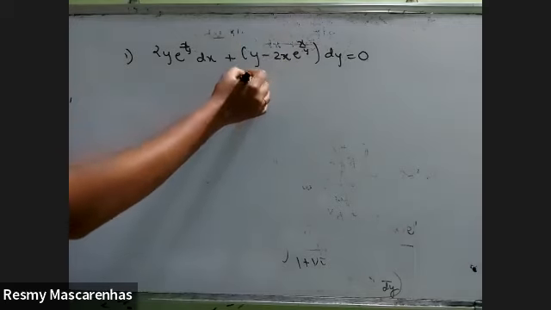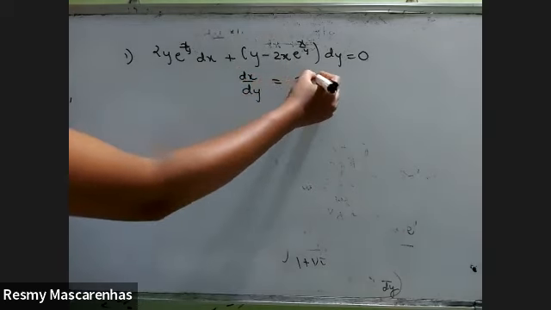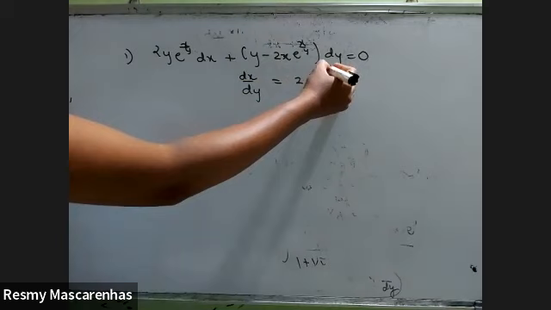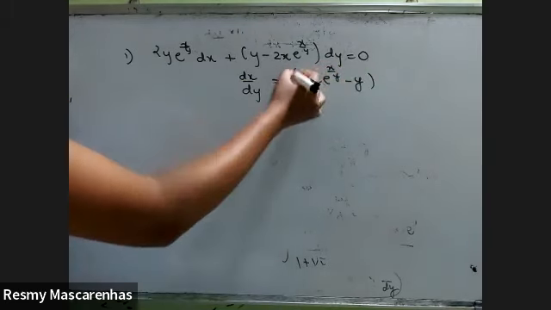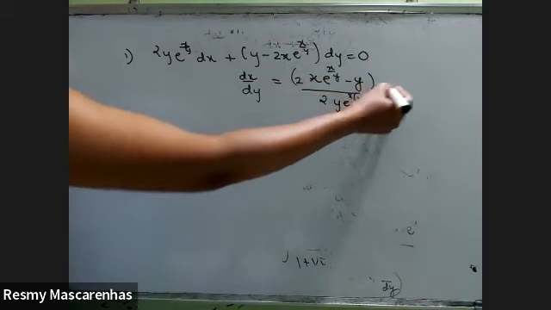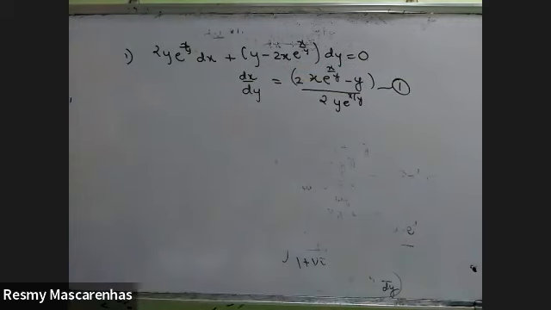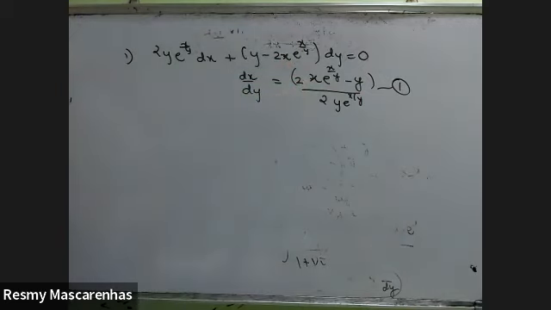So what you are going to get is dx upon dy will be equal to 2x e raised to x upon y minus y upon 2y e raised to x upon y. So this will be our equation 1. So just correct this, huh? Wherever there was a term, everywhere you continue to the other side.